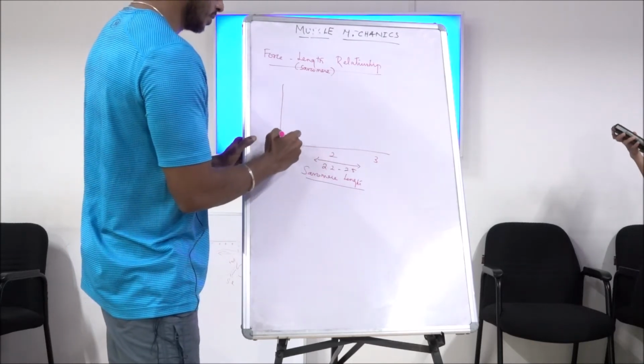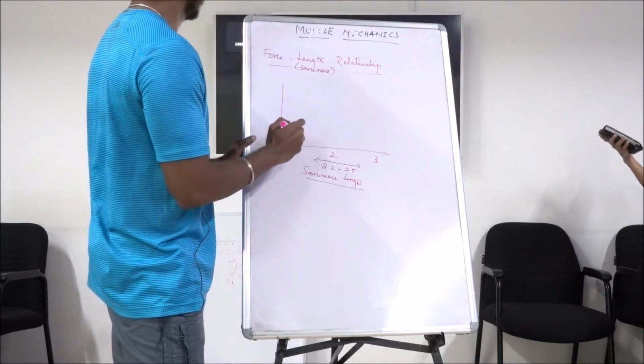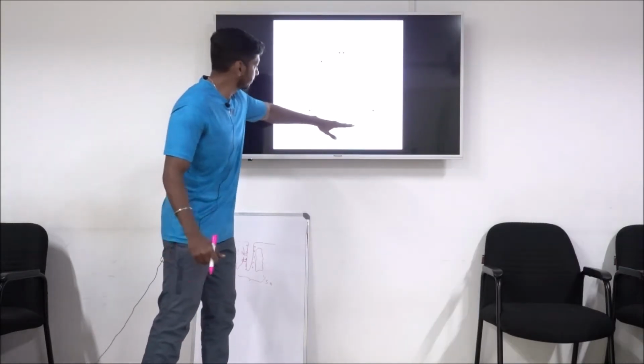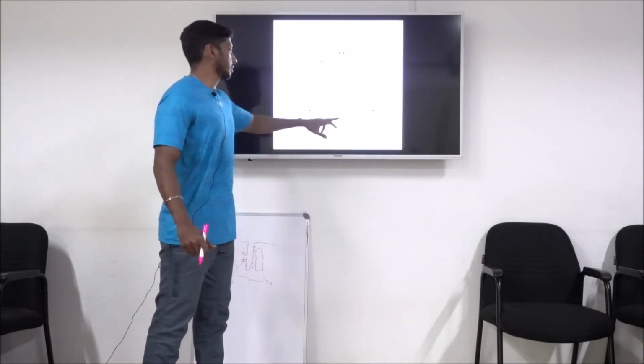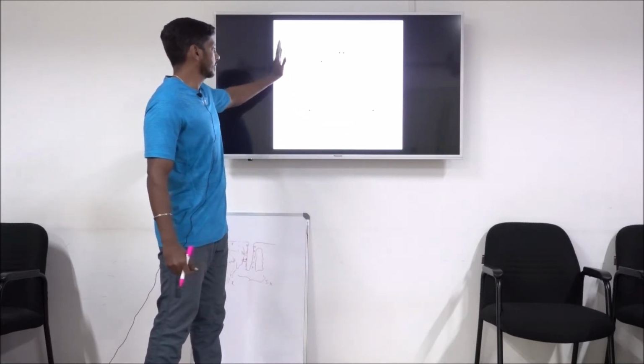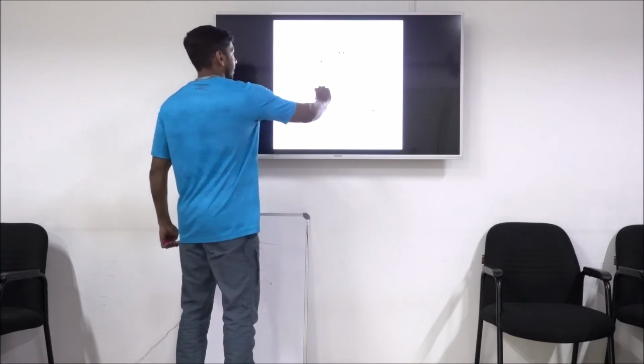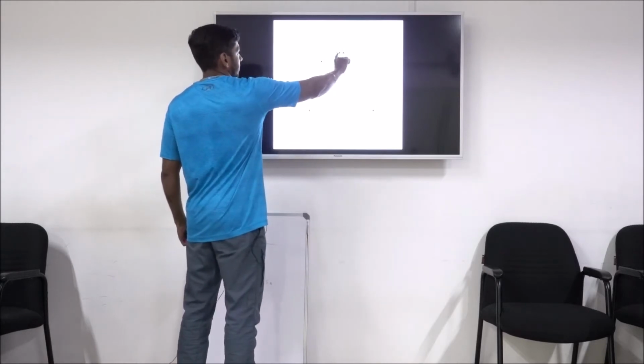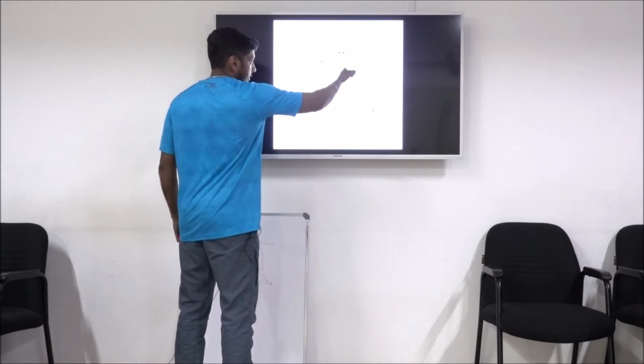So this is the sarcomere length. It is in micrometers, and this is the force production. It has an ascending limb, a plateau region, and a descending limb.